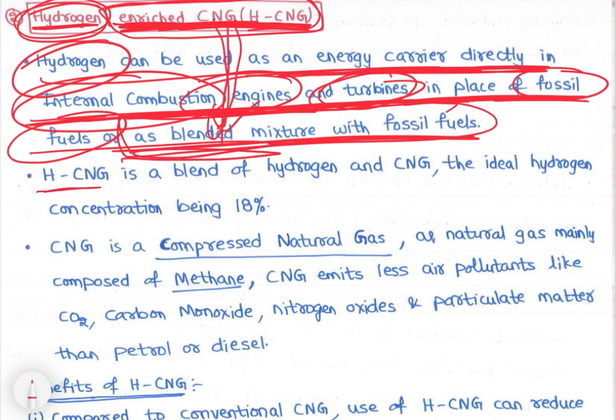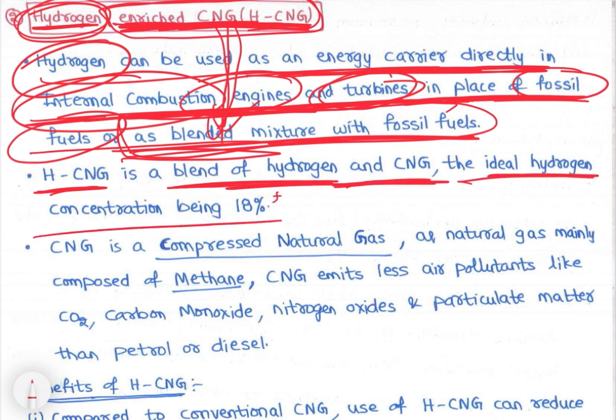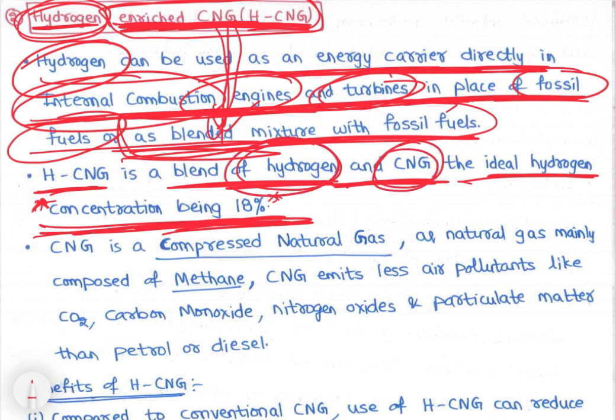So HCNG is a blend of hydrogen and CNG. The ideal hydrogen concentration is 18%. So 18% is hydrogen and the rest 82% would be CNG. So the blend has to be made, right?